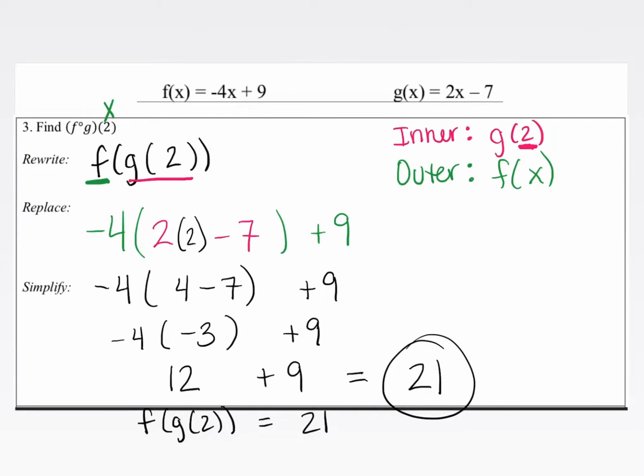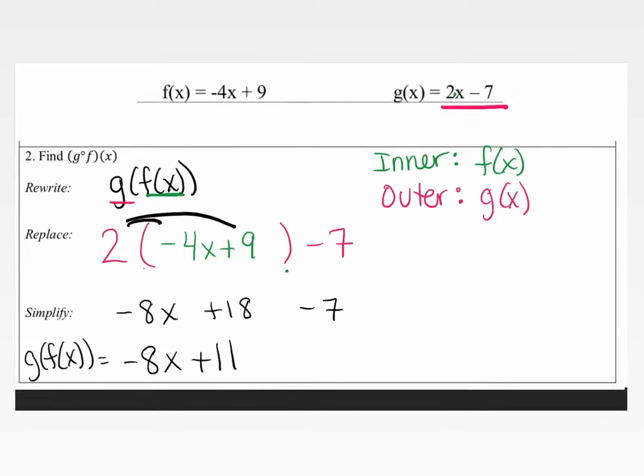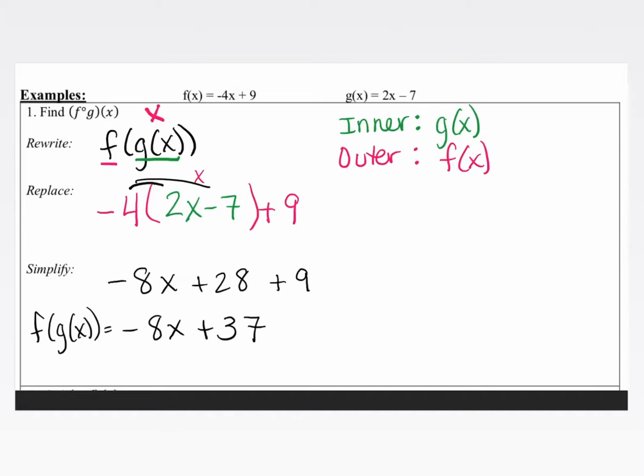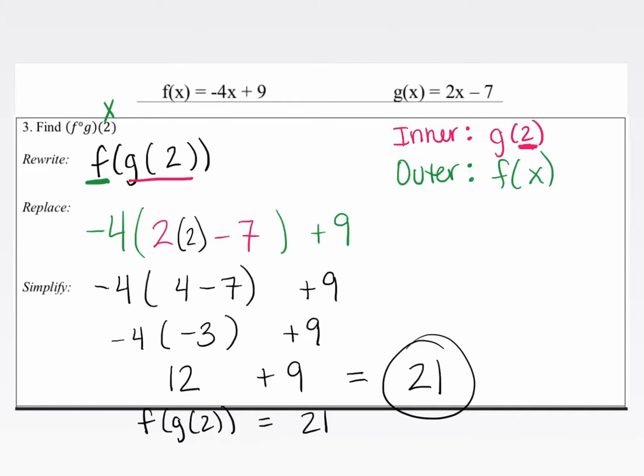Now notice with examples 1 and 2, I had x in my answer. That's because in our original example, it asked us to find f of g of x or g of f of x. However, in example number 3, we don't see an x. Instead, it gives us a number. So our solution should also be a number.